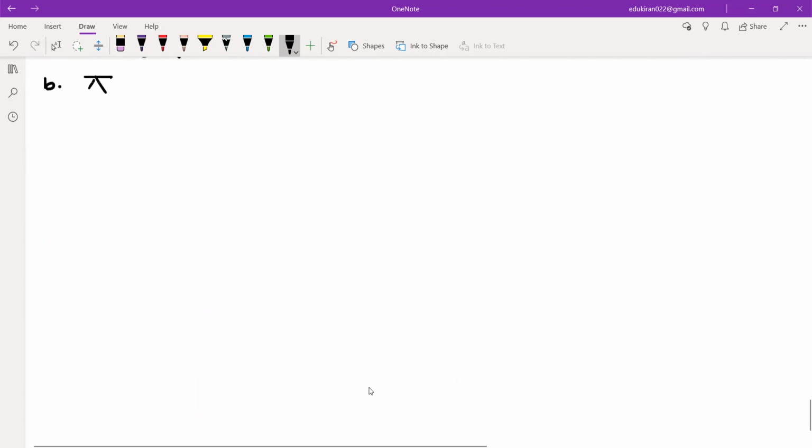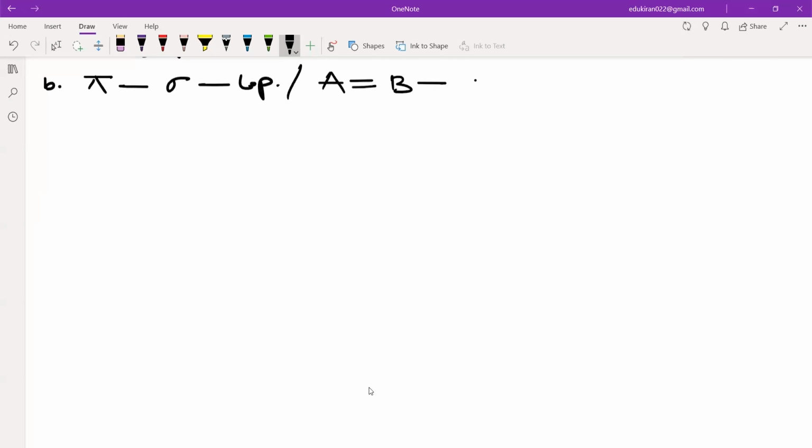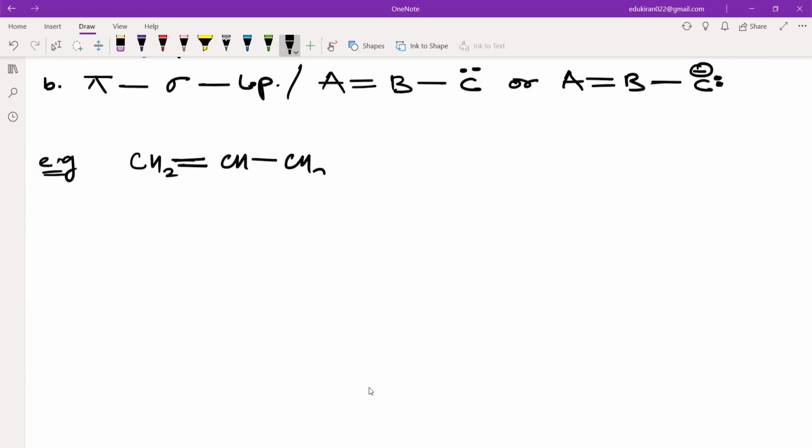A double bond B, that is pi sigma lone pair, right? So you can write this also as A double bond B single bond C, and C has a lone pair, or you can also write this as A double bond B single bond C, and C has a negative charge, with the lone pair obviously present. So the example will be CH2 double bond CH single bond CH2. There will be a negative charge here.